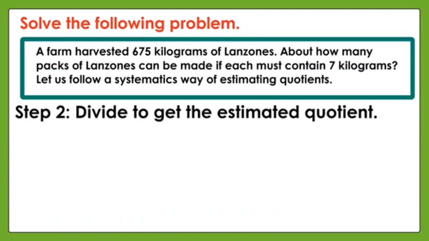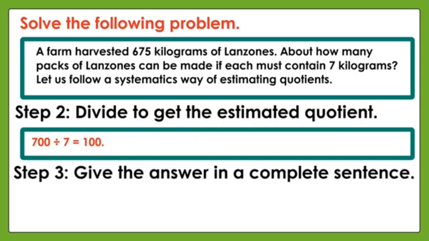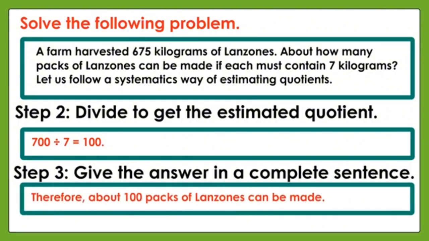Step 2. Divide to get the estimated quotient. The answer, 700 divided by 7 is equal to 100. Step 3. Give the answer in a complete sentence. Therefore, about 100 packs of lanzones can be made.